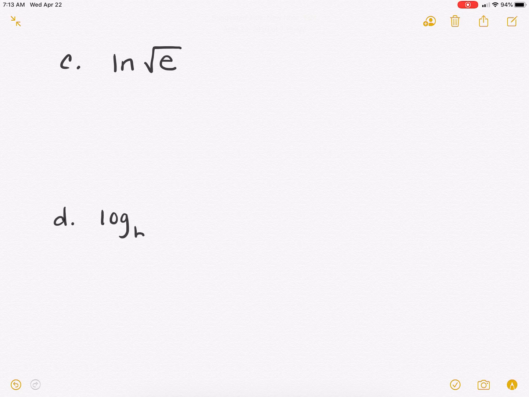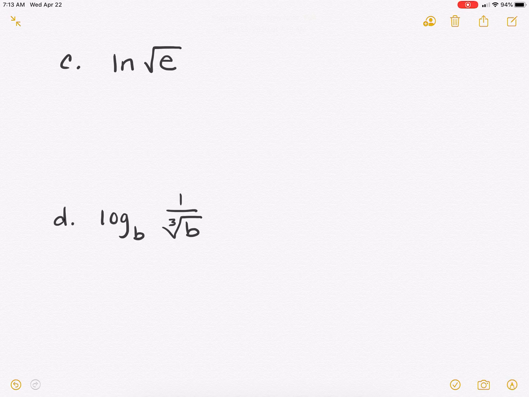So again, this is still going to be example 3, but let's look at 2 more. Natural log of square root of e. And finally, for part D, let's say we have log base b of 1 over the cubed root of b, okay? And you have to understand too, go ahead and write this down.